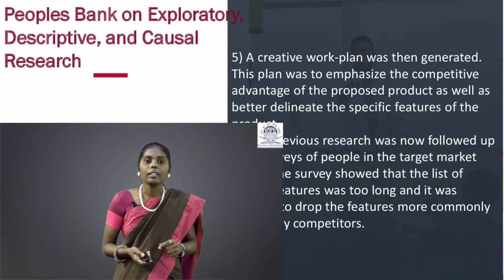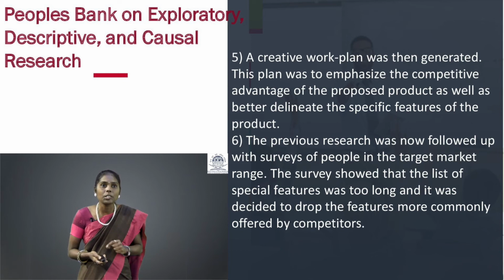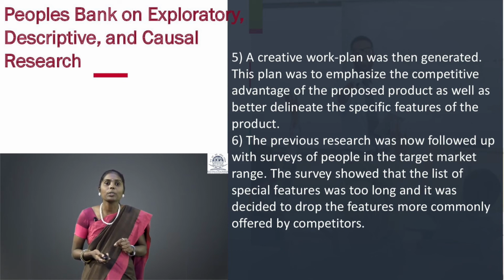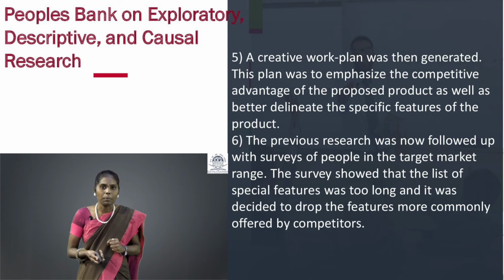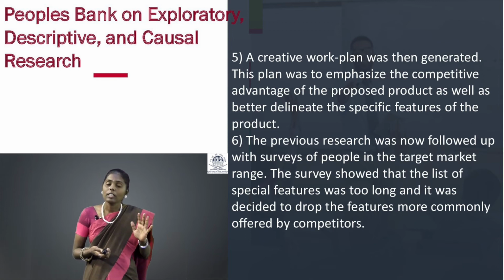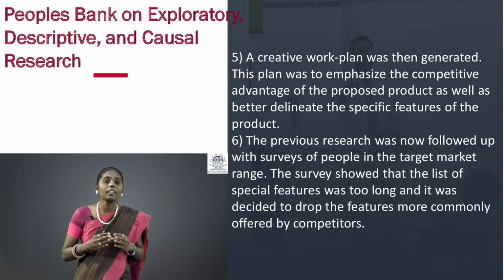Step 5 is a creative work plan was then generated. This plan was to emphasize the competitive advantage of the proposed product as well as better delineate the specific features of the product. Right. So first the researchers were unaware why there were losses for some of the products that the bank is offering. So they explored it using a focused group discussion with the farmers.